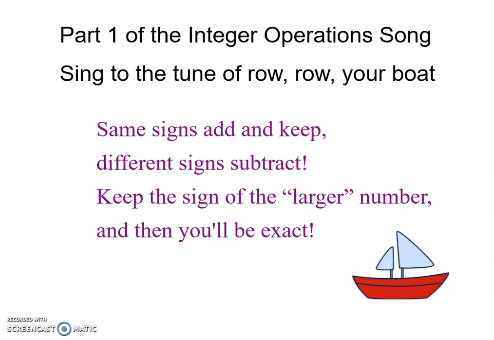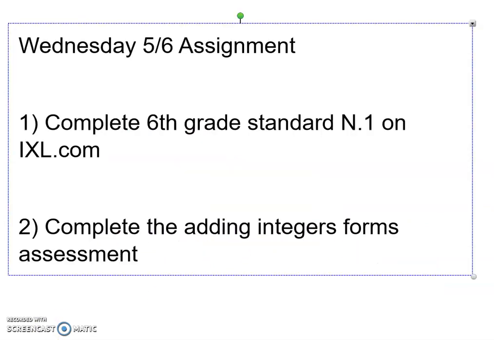So it's kind of cool to think about that. The first part is the first rule, same signs add and keep. Next one, different signs you have to subtract, but you keep the sign of the larger number and then you'll be exact. So I hope that helps a little bit.